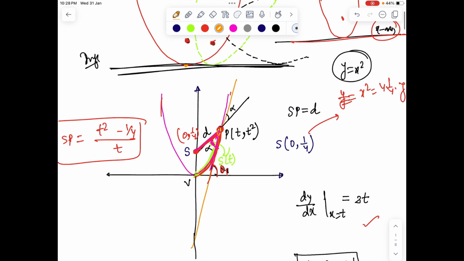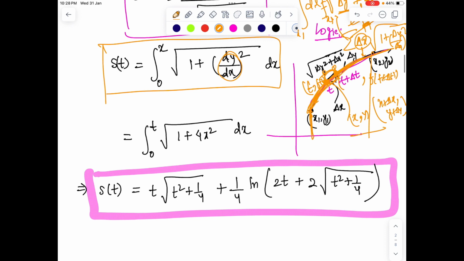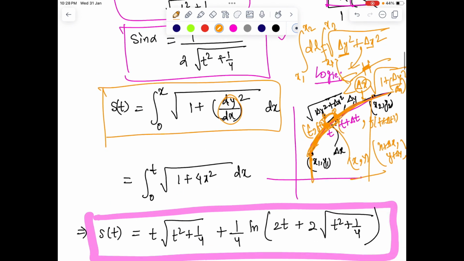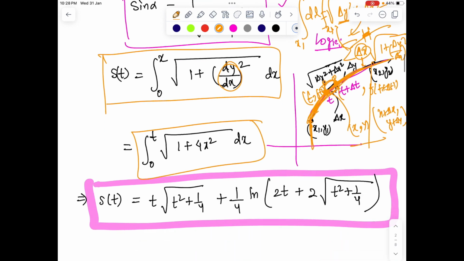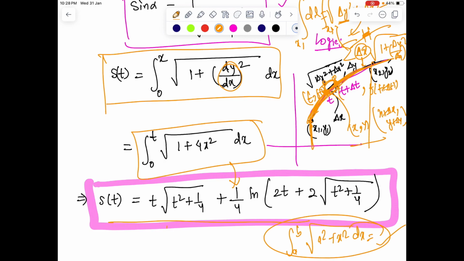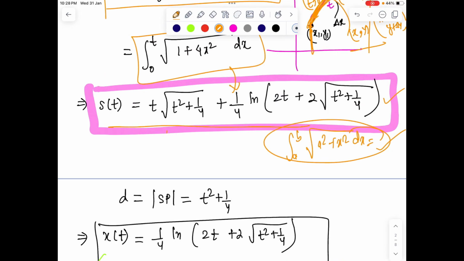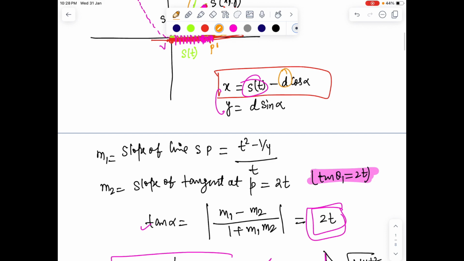Now we just need to put dy by dx, meaning the slope of the tangent at any point, which is 2t over here, and that will give you the length from 0 to t. So this arc length is nothing but the integral from 0 to t of root of 1 plus (dy by dx) whole square dx. So that is this expression, and we can use the formula for the integral of root over a square plus x square dx. This is just a standard result, as you already know: x root a square plus x square by 2 plus 1 by 2 ln of that term. So by using this formula, straightforwardly we are getting this huge expression for s(t).